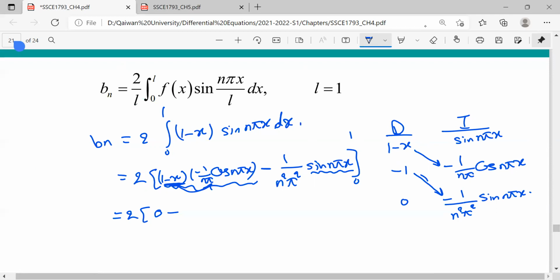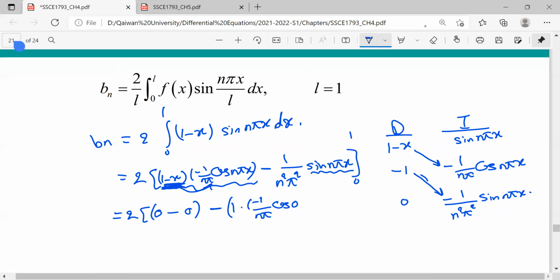This is 0. And cosine n pi, and sine n pi is 0. This is for the first value of x, as for x to be 1. Then minus, replace x by 0. If you replace x by 0, here we get 1. The first bracket becomes 1 times minus 1 over n pi cosine n pi x. If we replace x by 0, we get cosine 0.